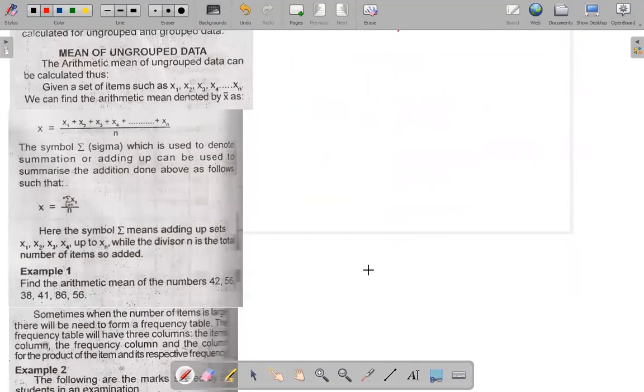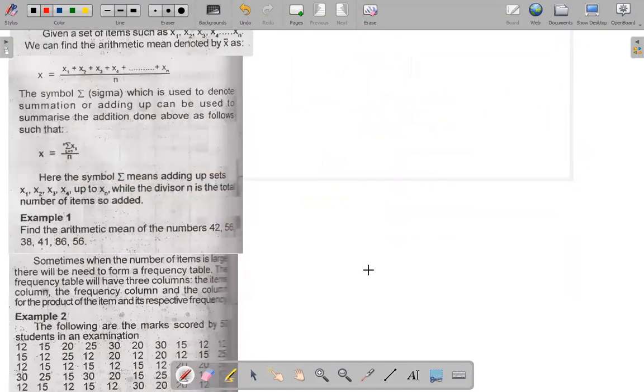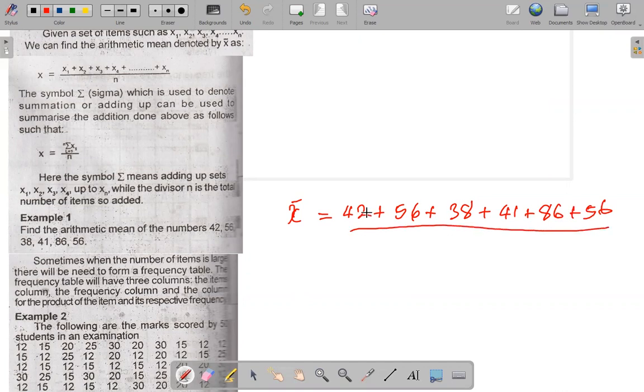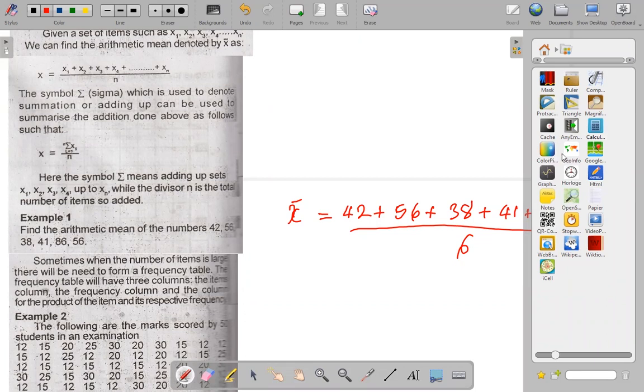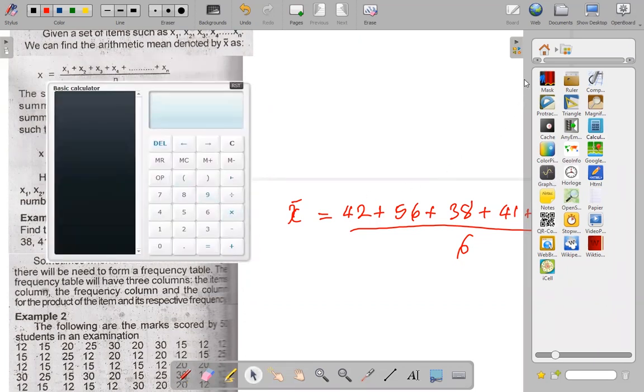Now, what does that really mean? Let's take an example. Find the arithmetic mean of the numbers 42, 56, 38, 41, 86, and 56. The arithmetic mean of this data, S bar, will be 42 plus 56 plus 38 plus 41 plus 86 plus 56 divided by how many items do I have here? 1, 2, 3, 4, 5, and 6. So divided by 6. We need to add up all of this and then divide the result by 6. Let's do the addition right away.